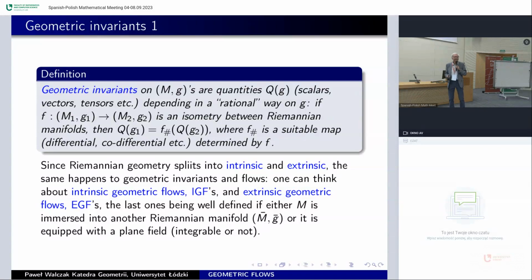Anyway, geometric invariants on a Riemannian manifold are some quantities which could be scalars, vectors, tensors, etc., depending in a rational way on g. In a rational way means that if you have an isometry F, then these quantities should be the same in the sense that one of them arises from the other one by a suitable map arising from F. Suitable means sometimes differential, sometimes co-differential, sometimes built of differential and co-differential in a needed way.